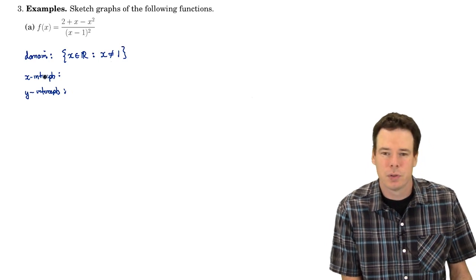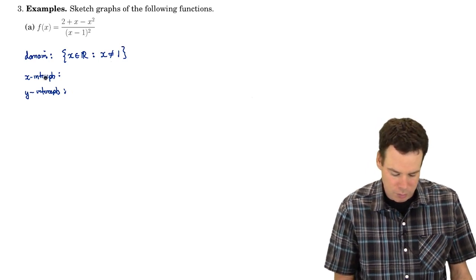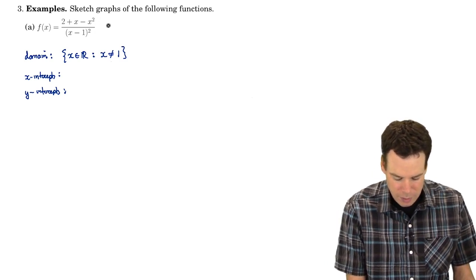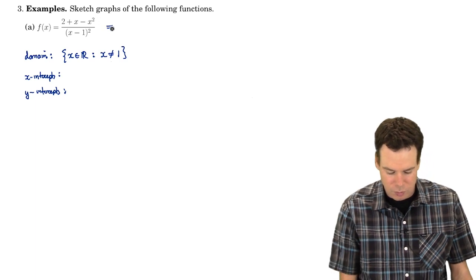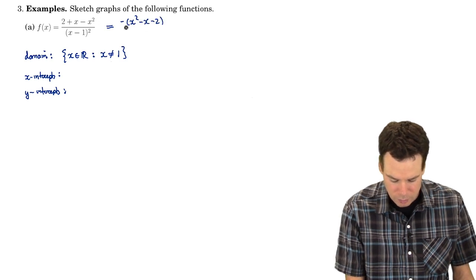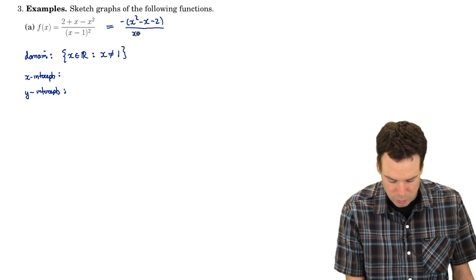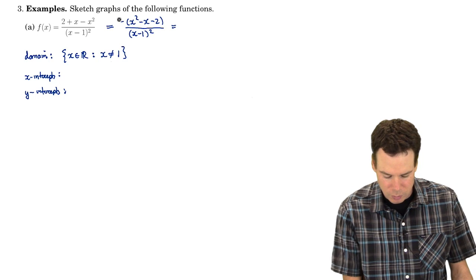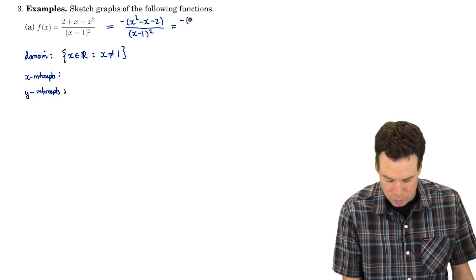X-intercepts. Where do those occur? Well, those are where the y value is 0. So where is our function 0? Well, it may help to express our function in a slightly different way. Let's factor the top so we can identify the roots of the numerator easily. So I factored out a negative sign from all the terms, and now I can factor that numerator. It's negative (x - 2)(x + 1) all over (x - 1)^2.